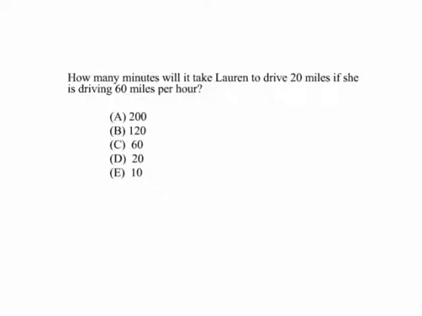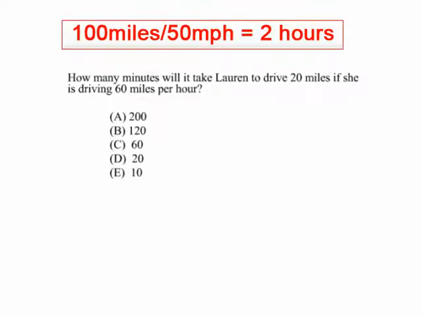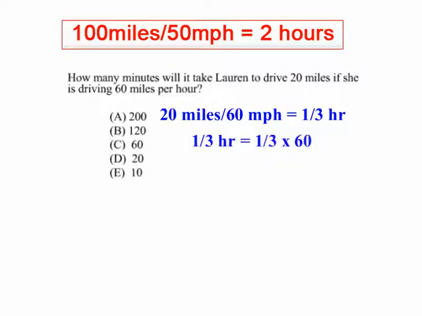This is another one of those time, distance, rate problems. In this case, how many minutes will it take Lauren to drive 20 miles if she's driving 60 miles per hour? Remember the configuration we were working with. You go 100 miles at 50 miles per hour, it'll take you 2 hours. In this case, she's going to go 20 miles at 60 miles per hour. Well, if we divide that through, that's going to take her 1/3 of an hour. 1/3 of an hour is 1/3 of 60, which is 20 minutes.